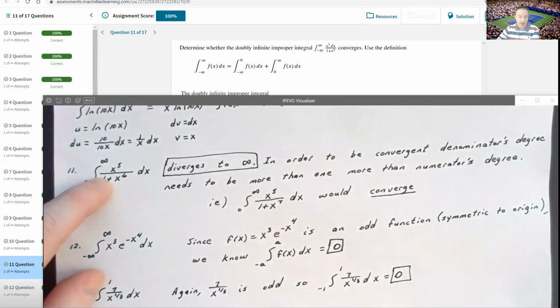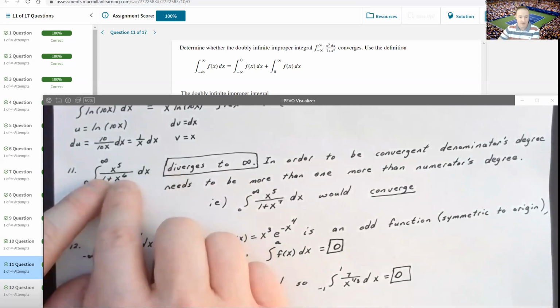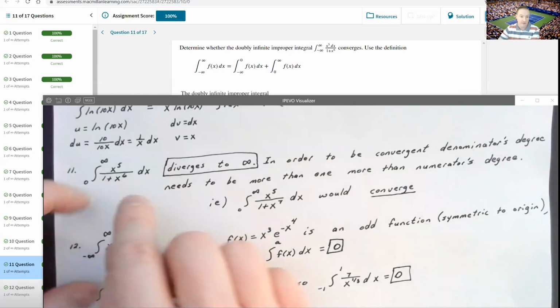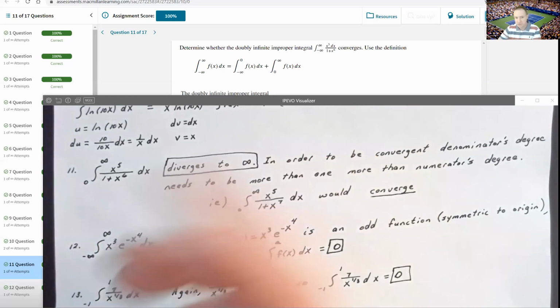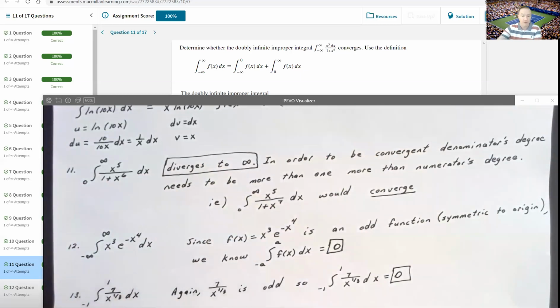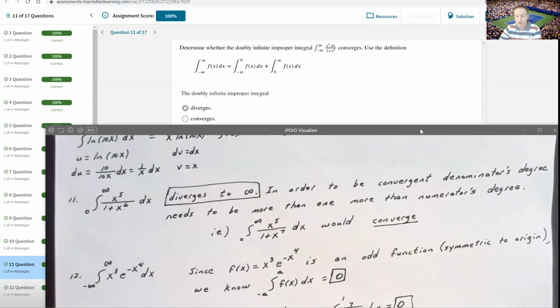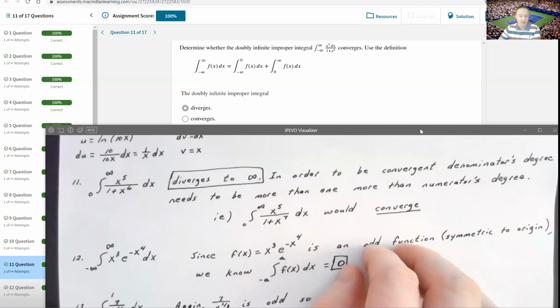Now, could you actually integrate that one out by the substitution method and say, well, what if I let u equal 1 plus x to the 6th and du equals 6x to the 5th? Sure, you could do that. I promise you, though, you're going to get an answer that goes to infinity, because every single solitary time, if the denominator's degree is only one more than the numerator, and you have an infinity or a negative infinity as a limit of integration, it's diverging, because your answer is going to involve natural logs.